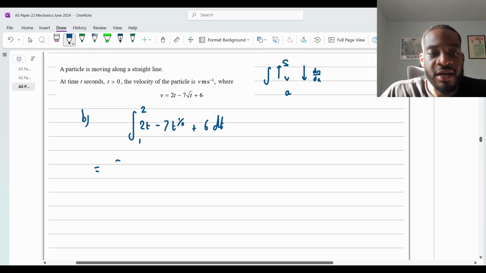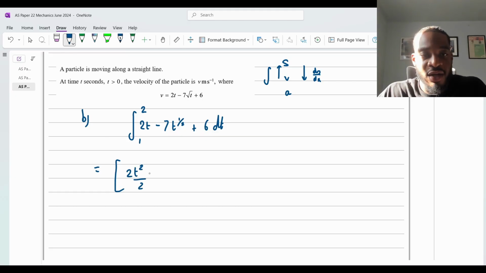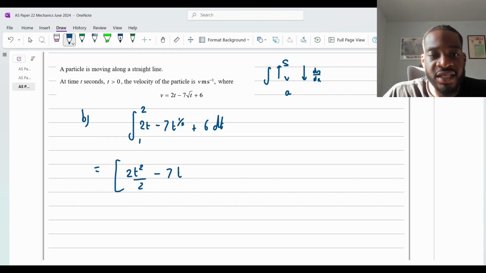That is going to be, firstly, 2t squared divided by 2. We add 1 to the power, divide by the new power. This is going to be minus 7t to the power of, if I add 1 to that, it will be 3 over 2. And then we're going to divide by the 3 over 2. And then plus 6t, wouldn't it? And then because it's a definite integral, we don't need to put a plus c, between 1 and 2.